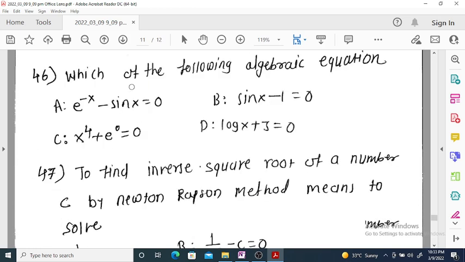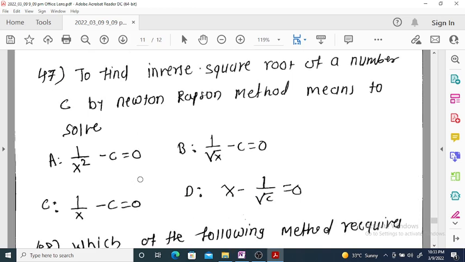Now which of the following equations is an algebraic equation? Here exponential, here trigonometric, so not algebraic. Here also not an algebraic equation. But here this is an algebraic equation. All the remaining 3 equations contain either trigonometric or logarithmic functions.